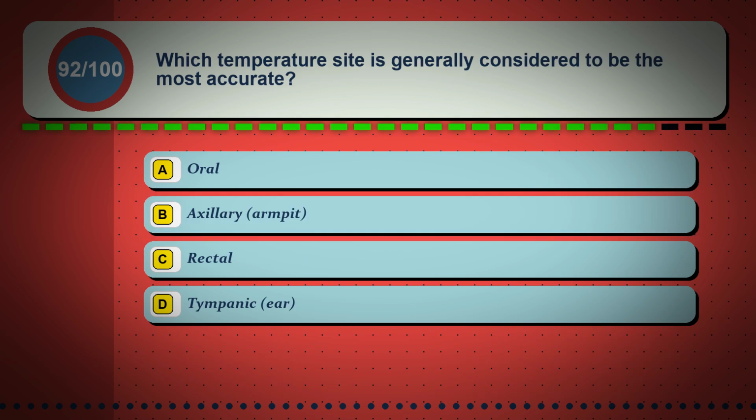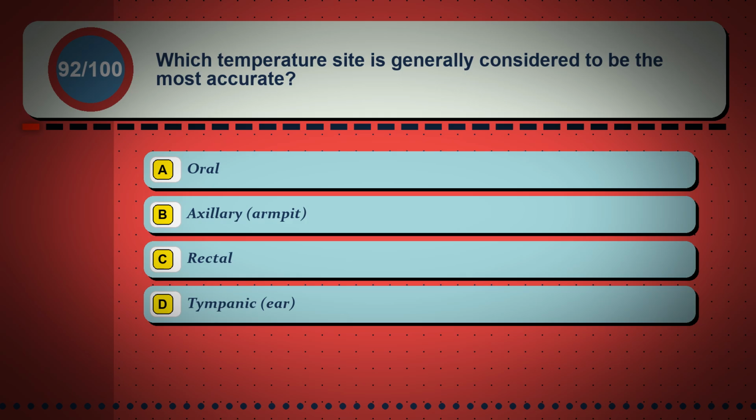Question 92. Which temperature site is generally considered to be the most accurate? Option A, oral. Option B, axillary, armpit. Option C, rectal. Option D, tympanic, ear.